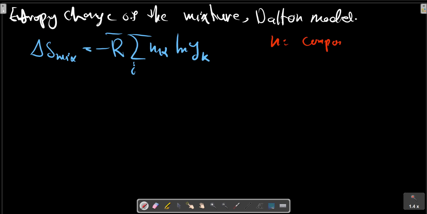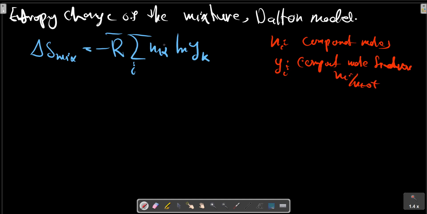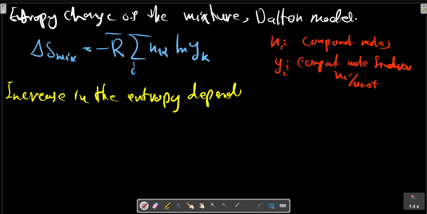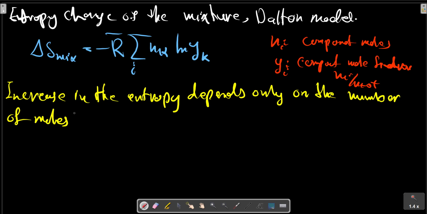Ni is the number of moles of component i, and yi is the component mole fraction, Ni over N total. The interesting thing about this equation is that the increase in the entropy depends only on the number of moles of component gases and is independent of the composition of the gas.